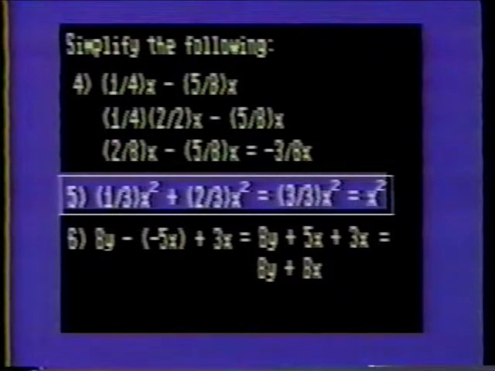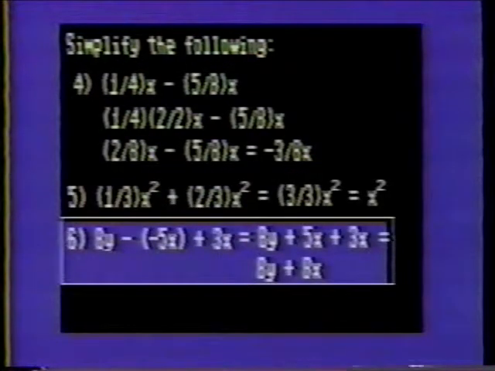Number 5. 1/3 x squared plus 2/3 x squared is 3/3 x squared. 3/3 is 1. The solution is x squared.